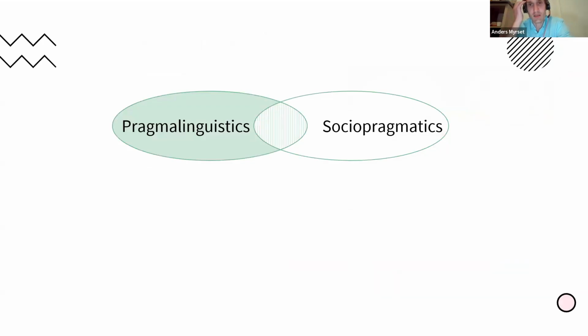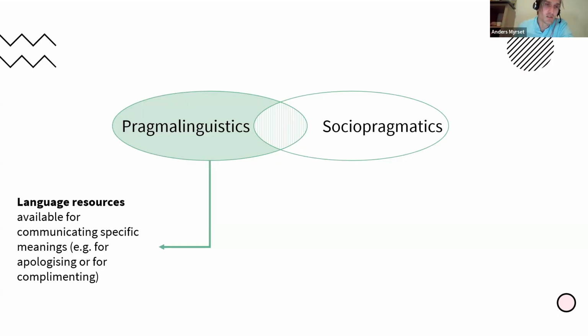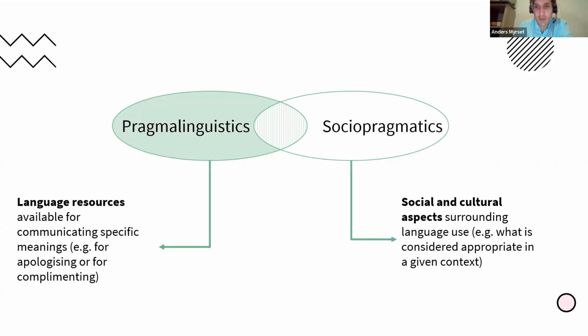When we talk about pragmatics, there are two aspects that are commonly used. If you read literature on pragmatics, you will come across these two: pragmalinguistics and sociopragmatics. As you can see in this figure, there's quite a bit of overlap, so we often have to deal with both of them. Pragmalinguistics has to do with the language resources that are available for communicating specific meanings, for instance apologizing or complimenting, whereas sociopragmatics has to do with the social and cultural aspects surrounding language use.